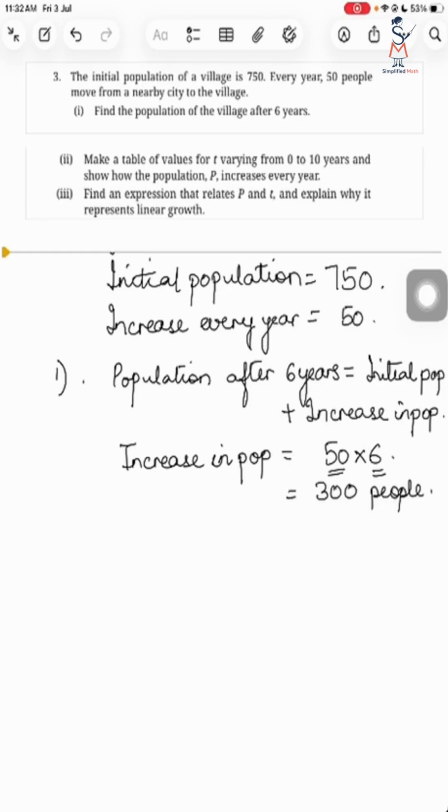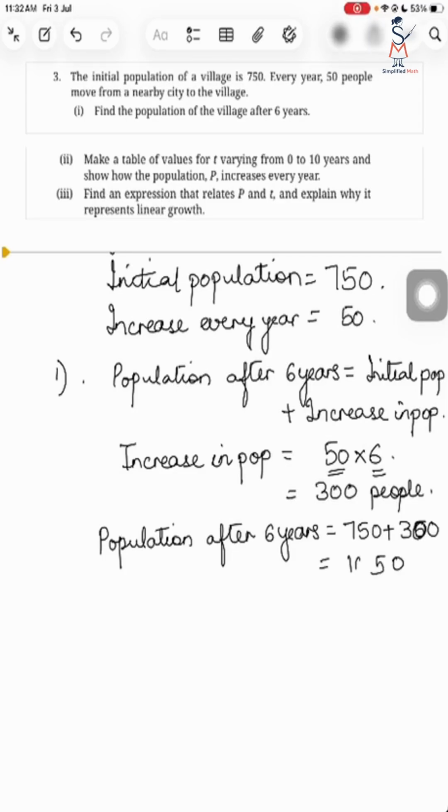So now the population after 6 years will become initial population, that is 750, plus 300. That means it is 1050 people.